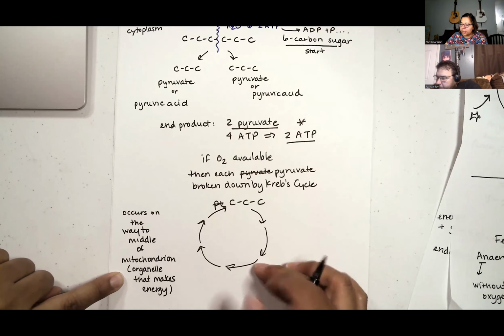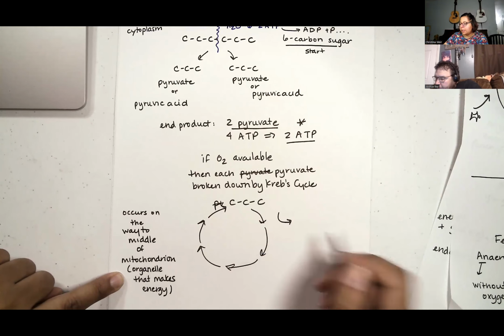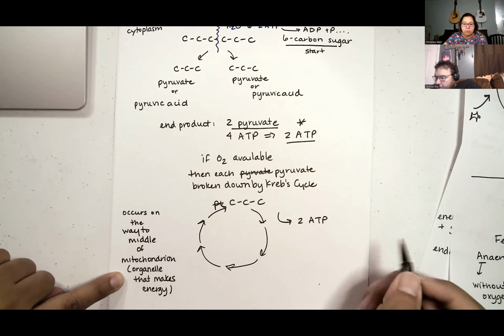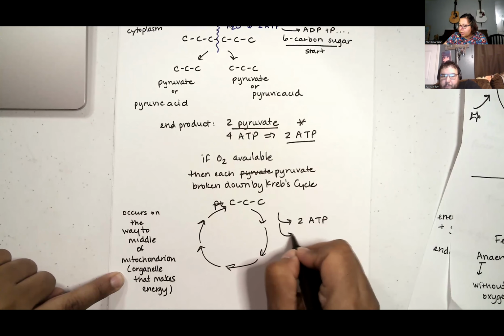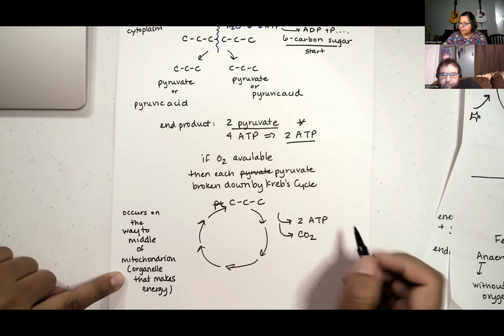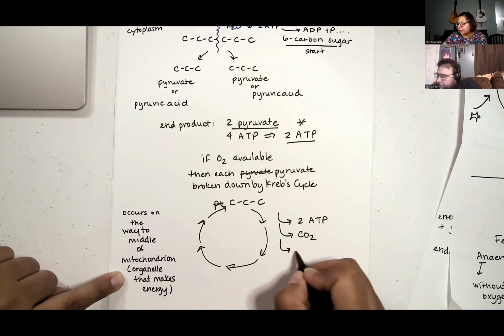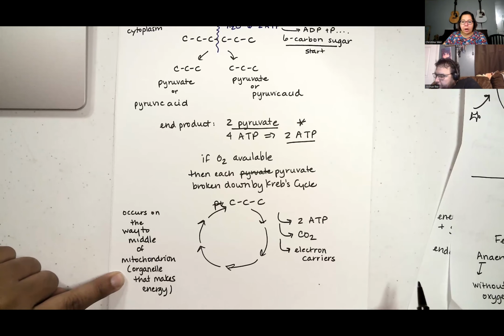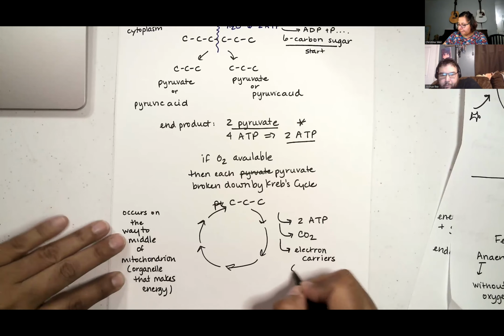This cycle generates some stuff. It generates a little bit of ATP, like 2 more, so not a whole lot of them. It also generates some carbon dioxide, but most importantly, it generates what are called electron carriers. Electron carriers are not energy now, they are energy later.